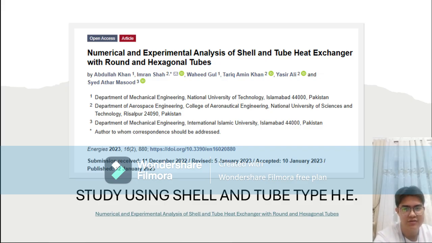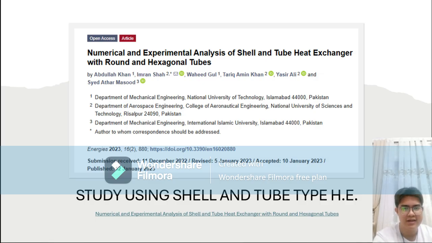Typically, we use smooth tubes, and because of that, the fluid in those tubes has laminar flow, and the fluid in the shell has also a near laminar, transitional or rarely turbulent flow, depending on the volume flow rate and how hard the pump is working. The gist of this study is that they found that, instead of a smooth round tube in the shell, heat transfer was better when they used hexagonal tubes in the shell.